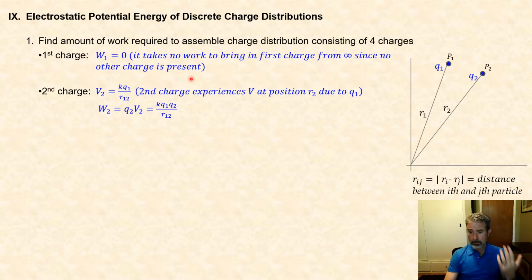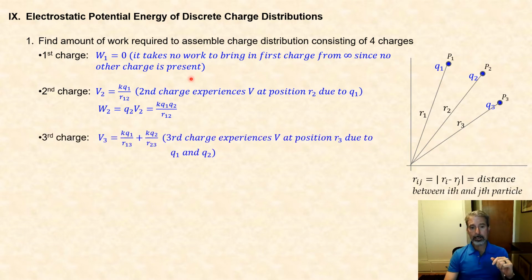and here we have our expression for the amount of work done. Now, to bring in the third charge into our universe, it's going to experience a potential due to charge 1 as well as a potential due to charge 2. So we're going to have to do work to overcome the field or the forces due to both of those other charges. So here, to bring in charge Q3 to point 3, distance R3 from the origin, it's going to be equal to Q3 times V3, where V3 is the electric potential due to the other charges, Q1 and Q2.